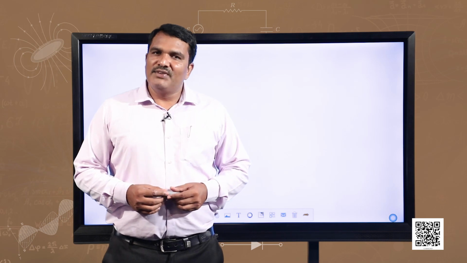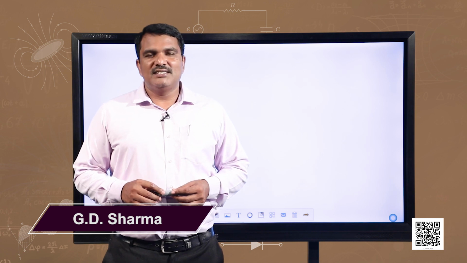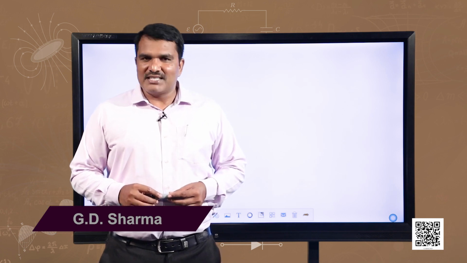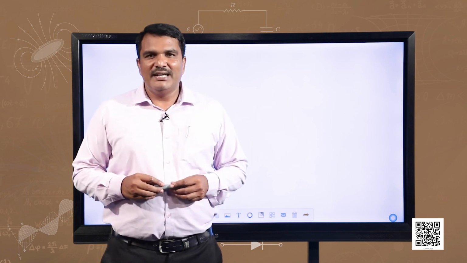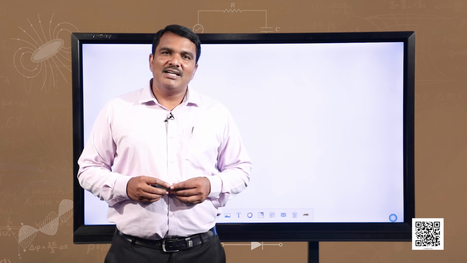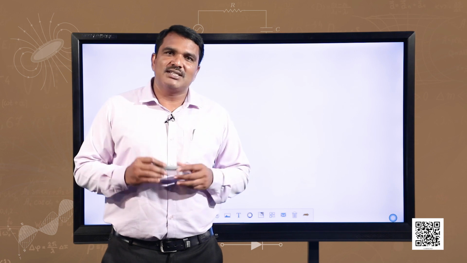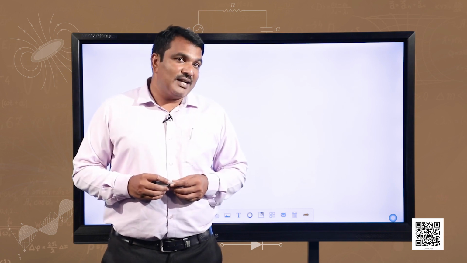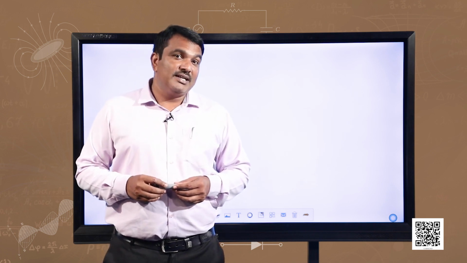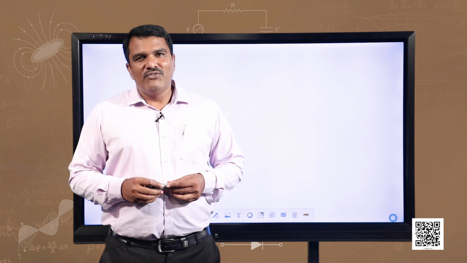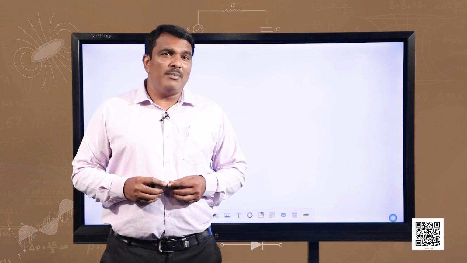Welcome viewers. We know that an electric dipole is a pair of equal and opposite charges separated by a small distance. Examples of dipoles are the HCl molecule, the water molecule, etc. We also know that a charge placed in an external electric field experiences a force. Now, can you imagine what will happen if the dipole is placed in a uniform electric field? In this program, we are going to discuss the behavior of a permanent electric dipole in a uniform electric field.